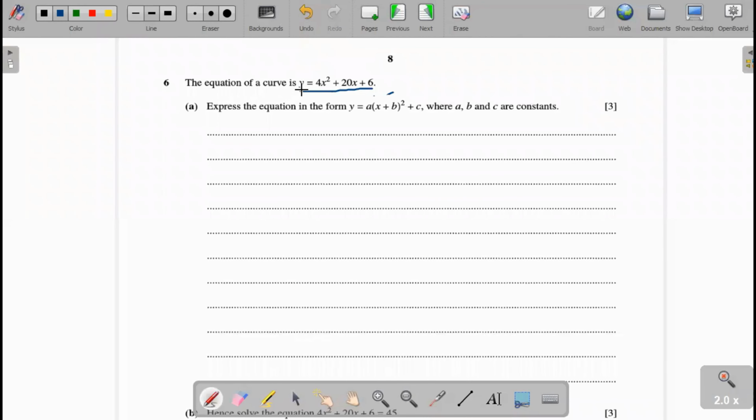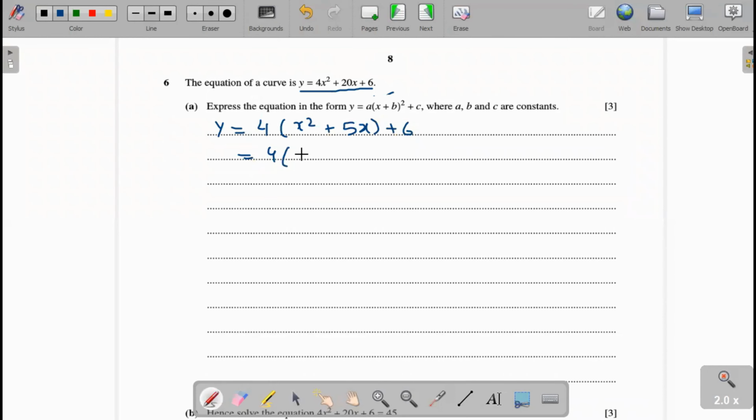Question 6. The equation of the curve is y equal to 4x squared plus 20x plus 6. Express the equation in this form. To make the equation in this form, firstly I take 4 as a common factor from the first two terms. Now we have 4 into x squared plus 5x, plus 6.